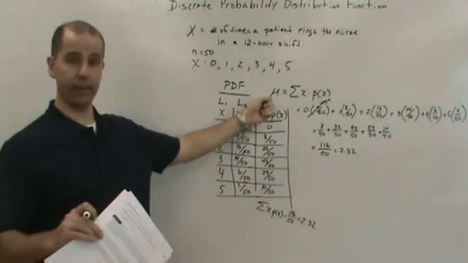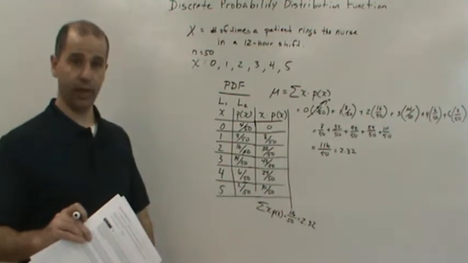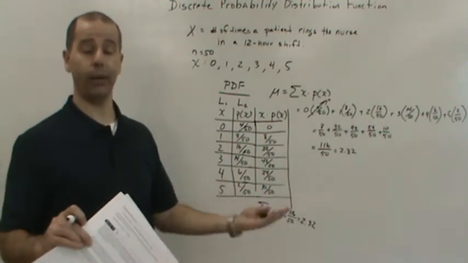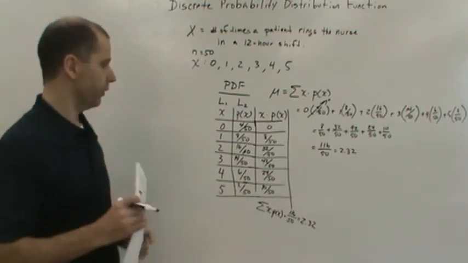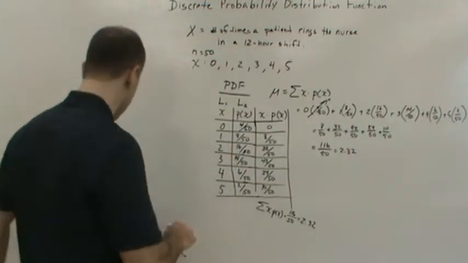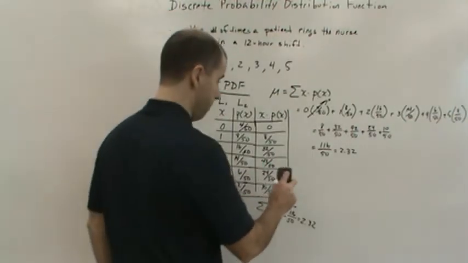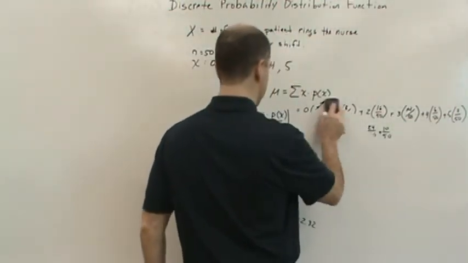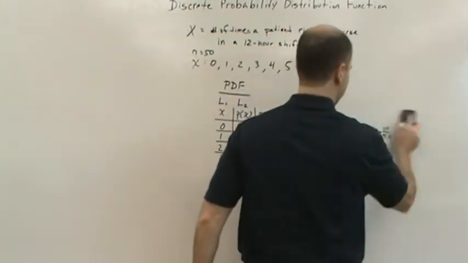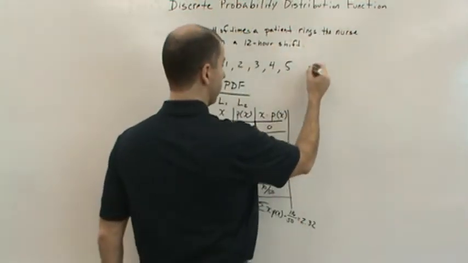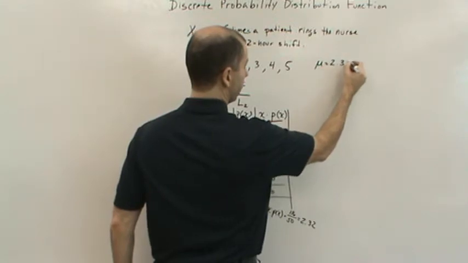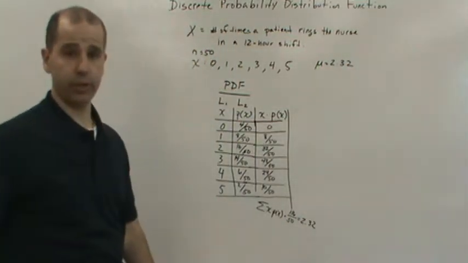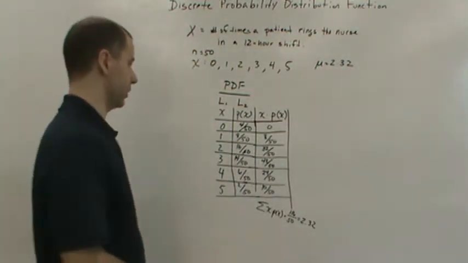It'll give you the mean and the standard deviation, and then all you have to do is what? Square the standard deviation to get the variance, okay? So now here's how you get the mean. So far we have 2.32, okay? So now we have the mean, okay? So we know that mu is equal to 2.32. Now let's calculate the variance.